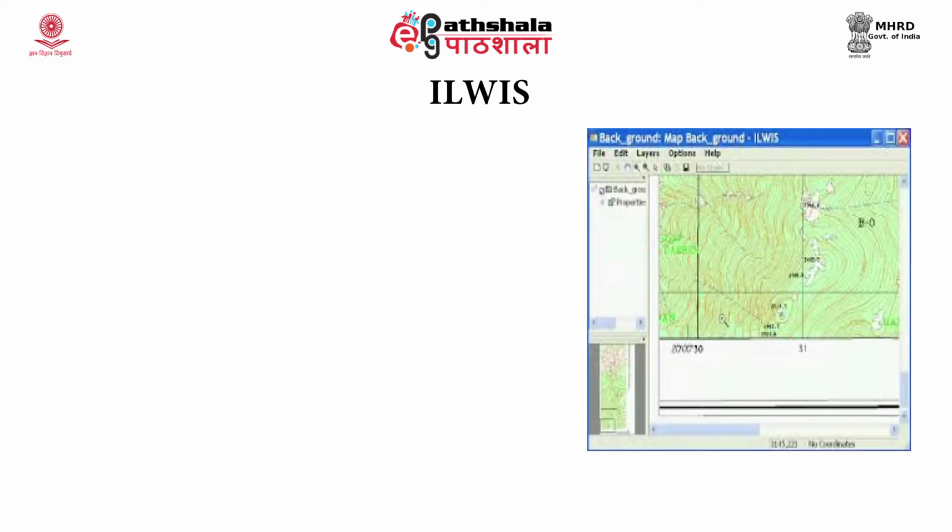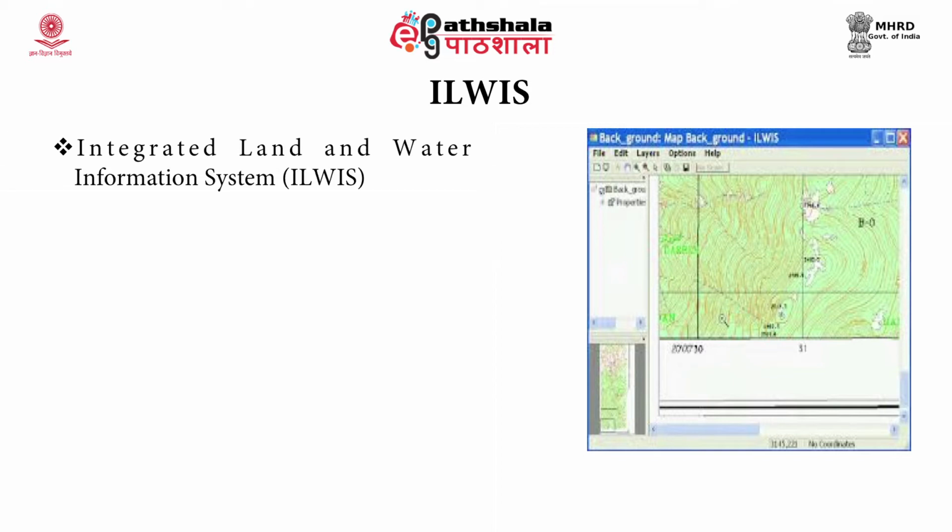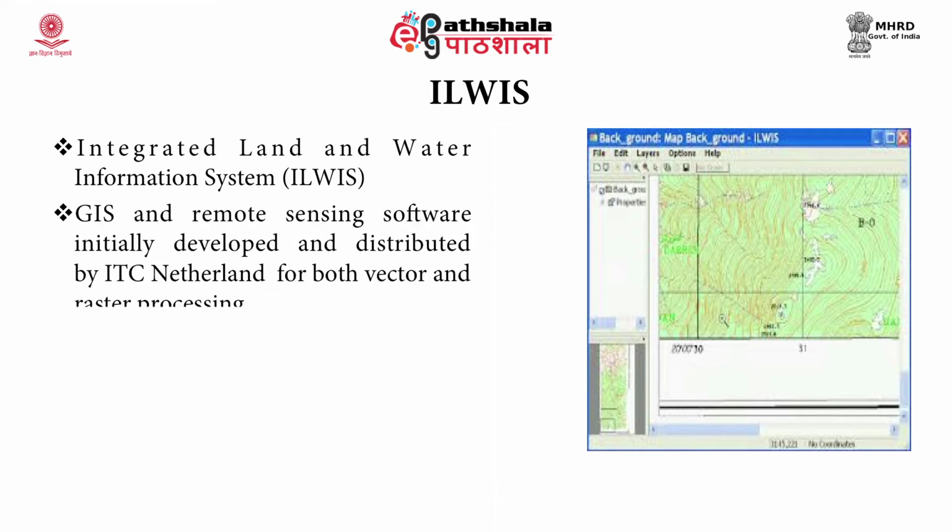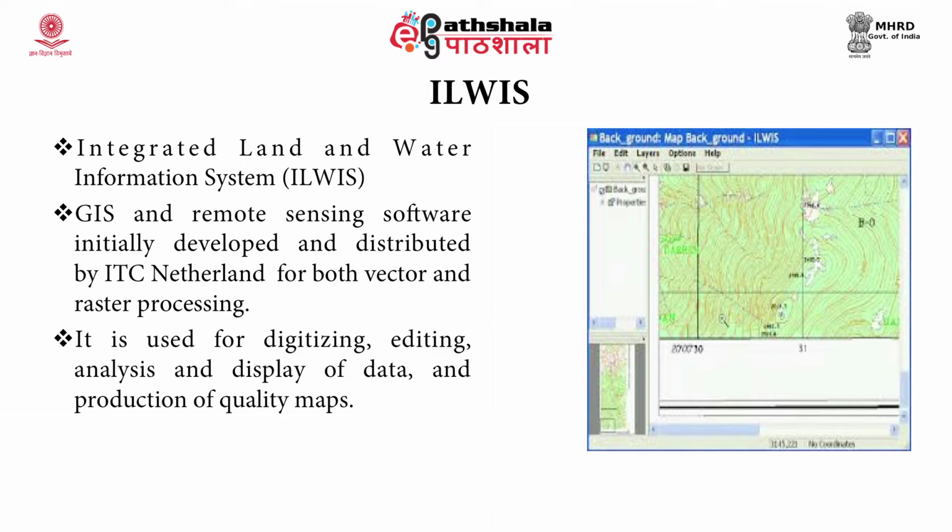Another software that we are discussing here is Integrated Land and Water Information System. This is popularly called ILWIS software, which is a GIS as well as remote sensing software, implying it has functionalities of both remote sensing and GIS, and it was initially developed and distributed by ITC Netherlands for both vector and raster processing. It is used for digitizing, editing, analysis and display of data and production of quality maps. Its latest version is ILWIS 3.8.5.